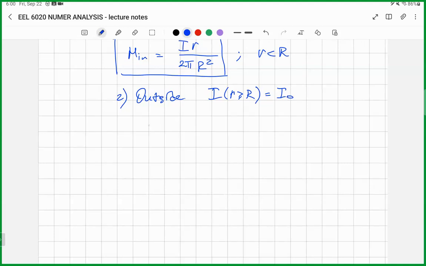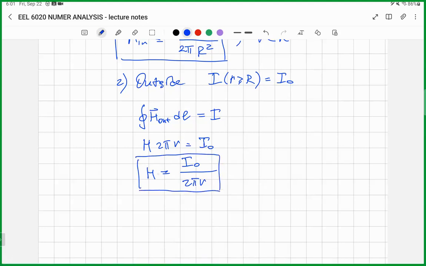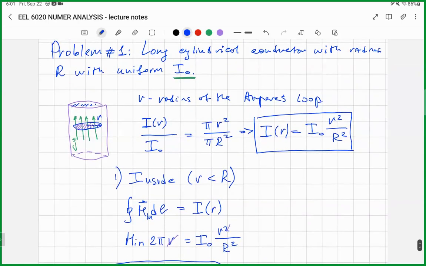And for Ampere's law, again we have this integral of B dot dl is equal to the current. So again, the magnetic field is constant on the Ampere's loop. The integration over the Ampere's loop gives us 2 pi r small, because this is the radius of the loop, and it's equal to I zero. So the magnetic field outside the conducting cylinder is I zero over 2 pi r small. This is the second part of the answer. So this way we define these magnetic fields inside and outside without any integrations, just using Ampere's law.